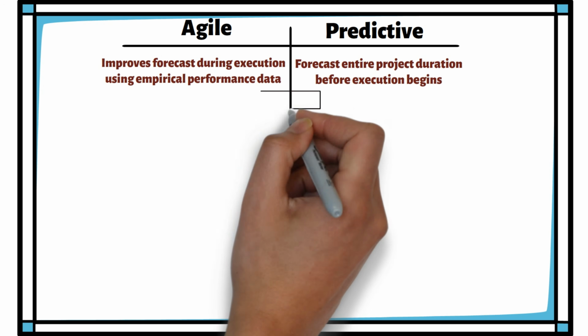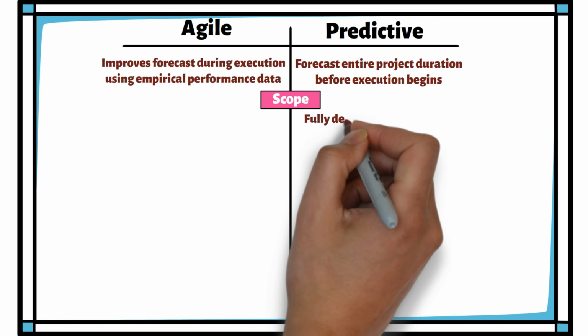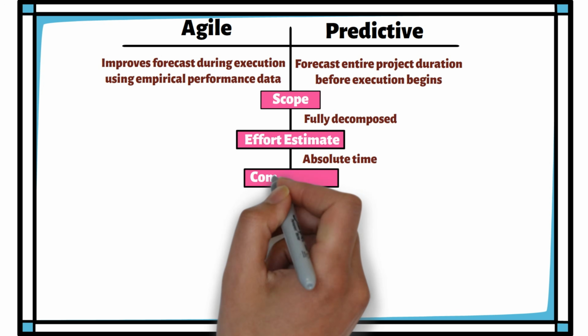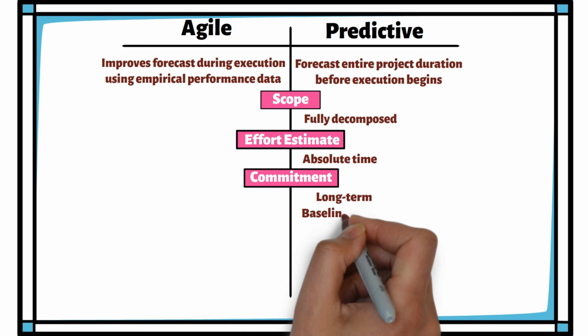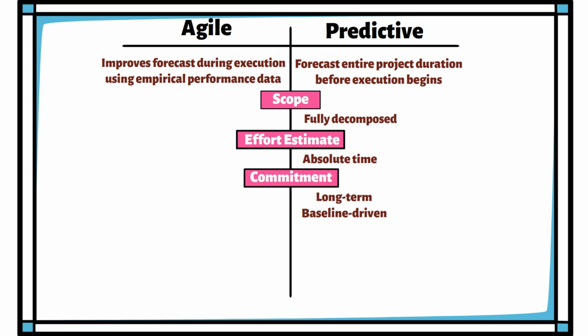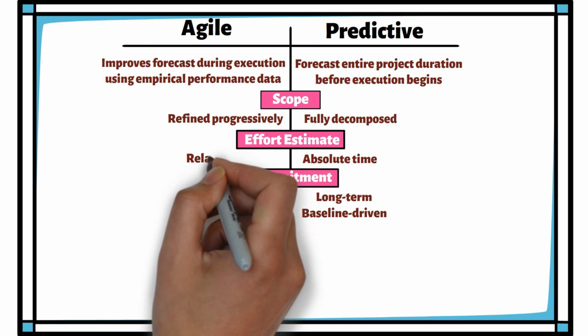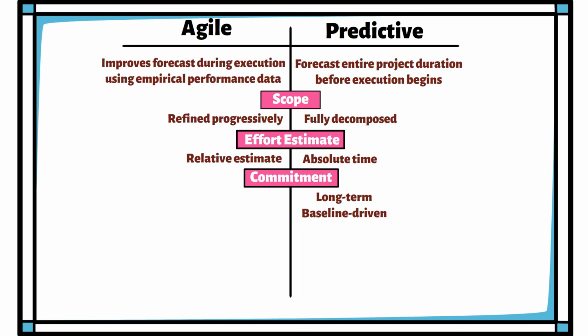In predictive planning, scope is fully decomposed. Effort is estimated in absolute time. Commitment is long-term and baseline-driven. In Agile planning, scope is refined progressively. Effort is estimated relatively. Commitment is made at the sprint level.